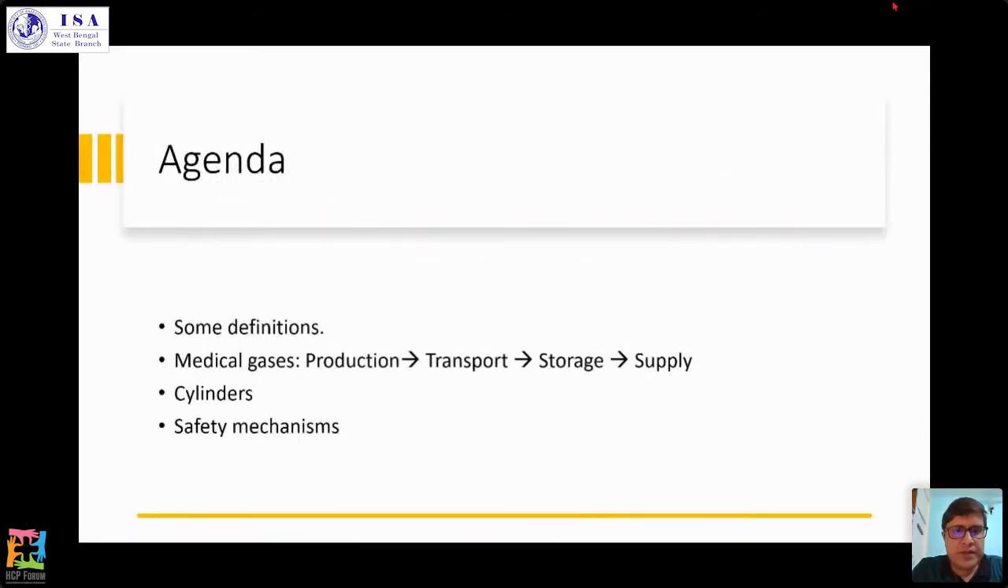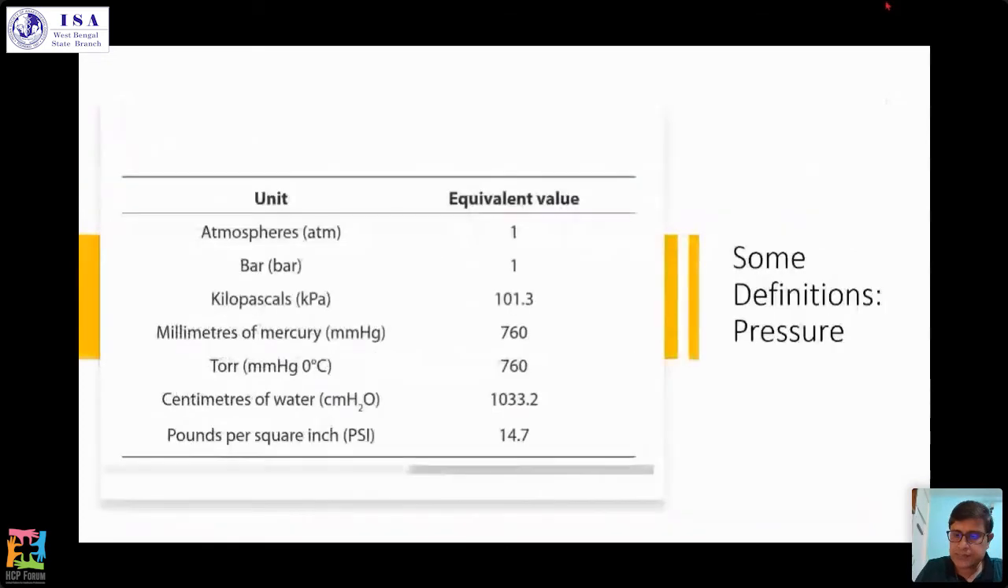We're going to go through some definitions which are boring but necessary, and the rest would not be exactly in the same order, but we are going to go through the production, transport, storage, and supply. We'll cover these things, and we'll talk a little bit about cylinders. Cylinders are one of the probable things which can be asked, though in most places we are moving away from cylinders. Most of the time we are using pipe gas. So we'll put a little more emphasis on the pipe gas supply than we put on the cylinders, and we'll look at the safety mechanisms, discussing all these things.